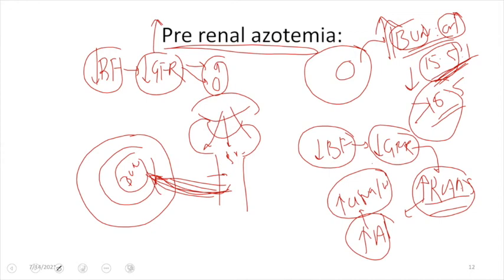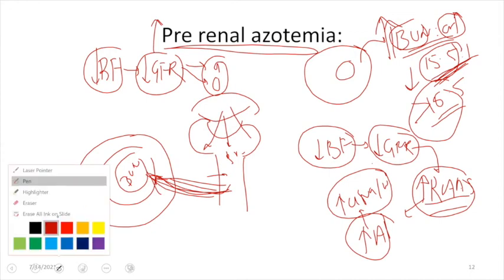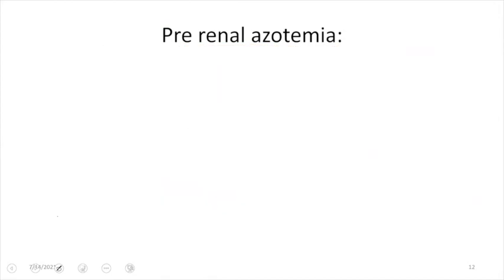So another thing that I would like to discuss is that in pre-renal azotemia, there has not been any pathology to the kidney in the initial form of disease. So the kidney is absolutely normal. So the tubules within the kidney are also normal.